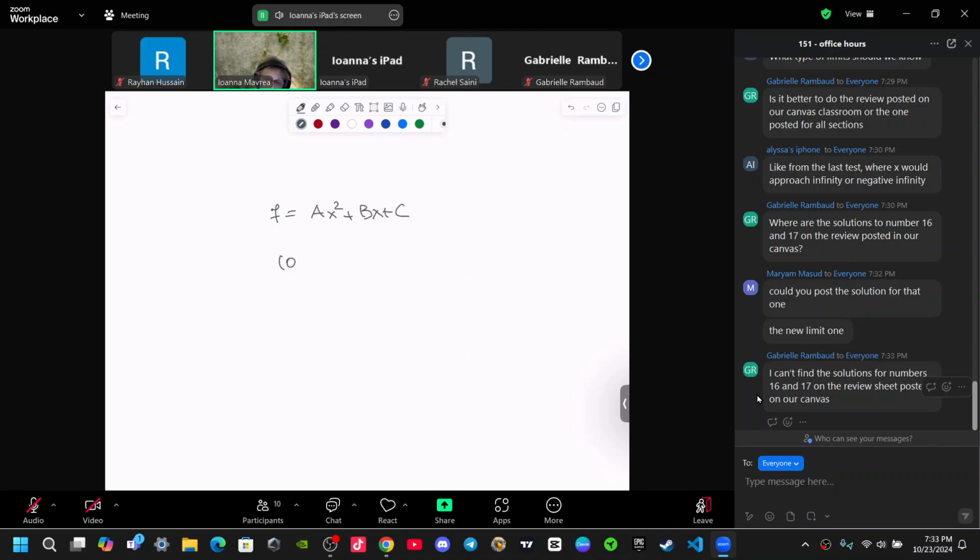So it says 0, 11 is on the graph of f. So that tells you c is equal to what? That tells you when x is equal to 0, the y is 11.